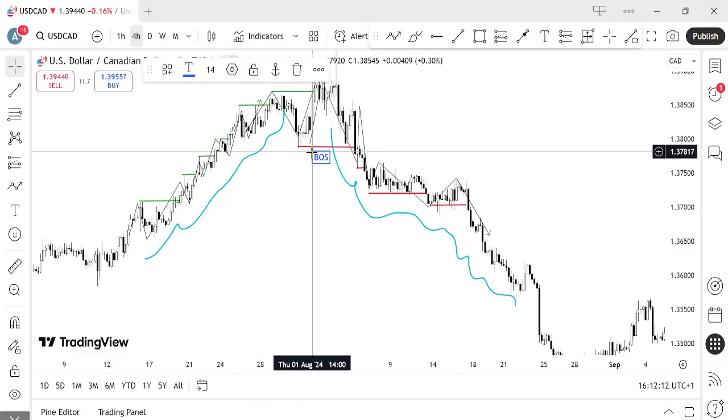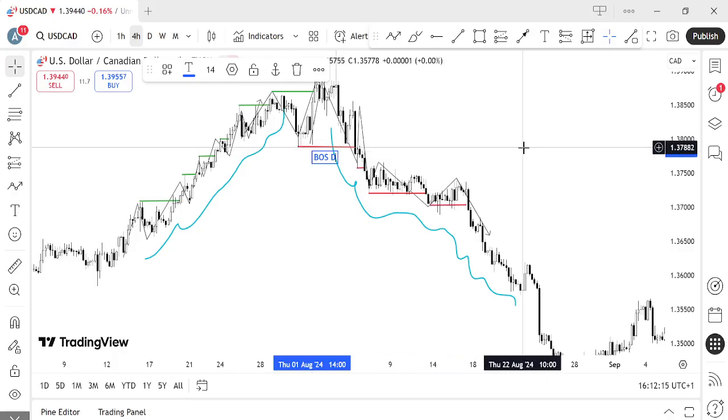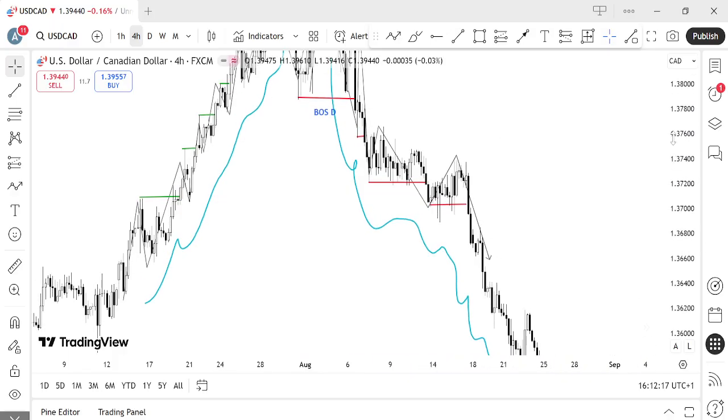Yeah, let's call it a break of structure to the downside here. So that's the break of structure right there.